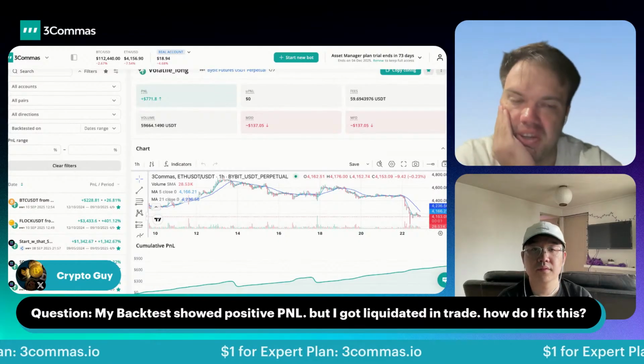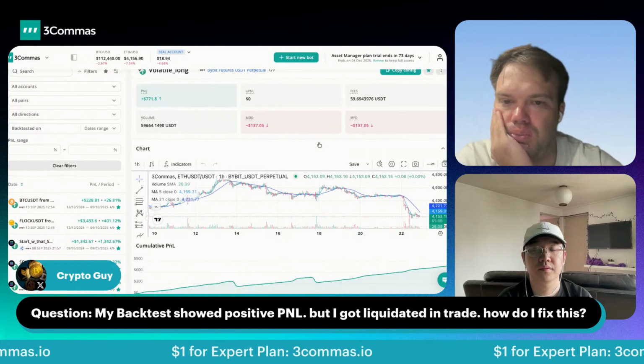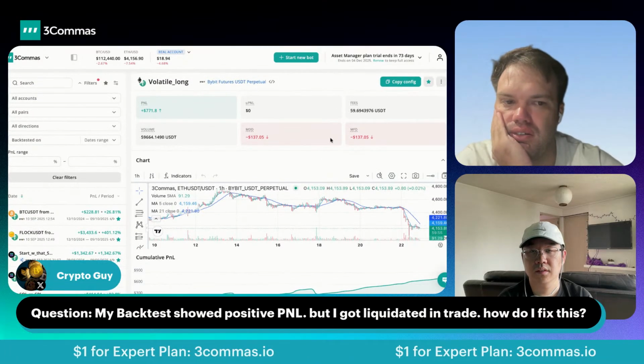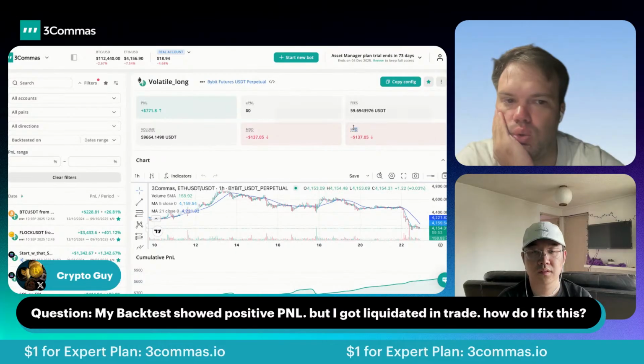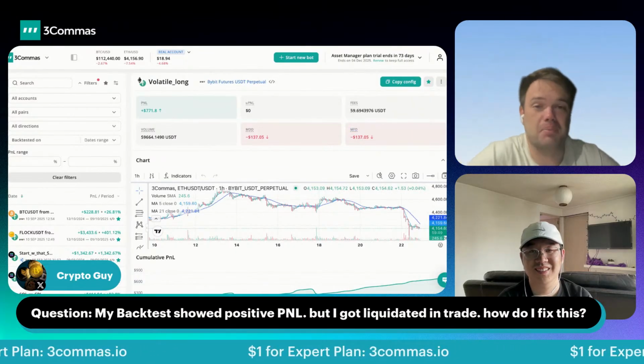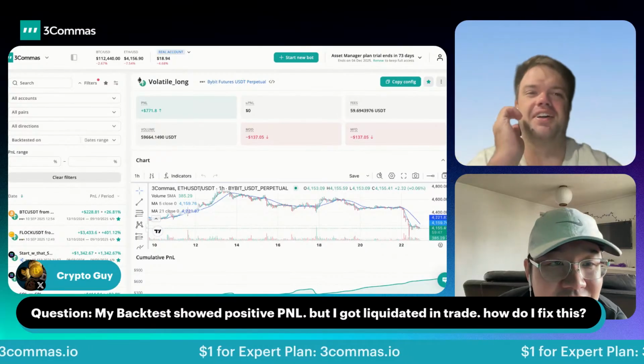So basically, if you put it straightforwardly, whenever you backtest, try that your MFD would be as low as possible, or at least lower than your entire balance. Right, right.